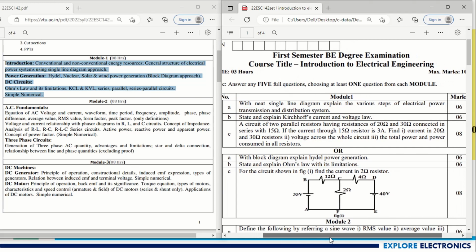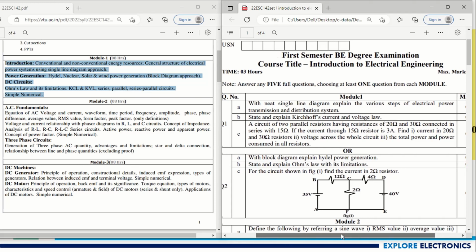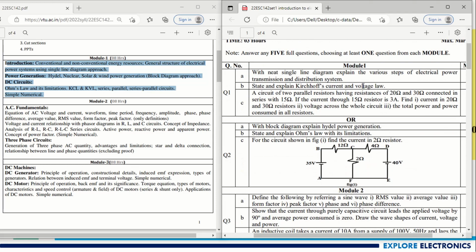You can see here the marks allocated are 6, 6 and 8. So this question carries 8 marks and these two carry 6 and 6 marks. Coming to the second part, module 1 OR, you need to answer this part or you need to answer this part completely.